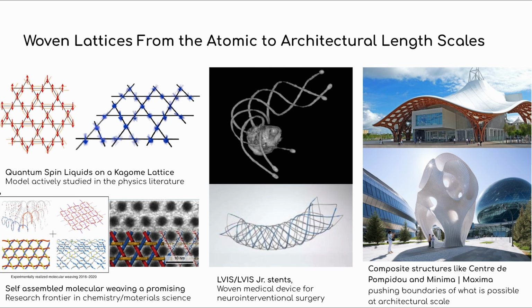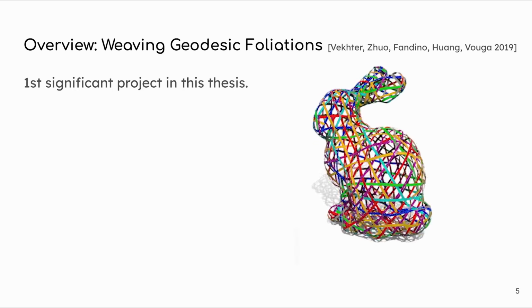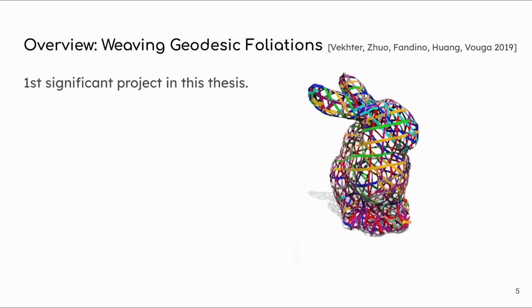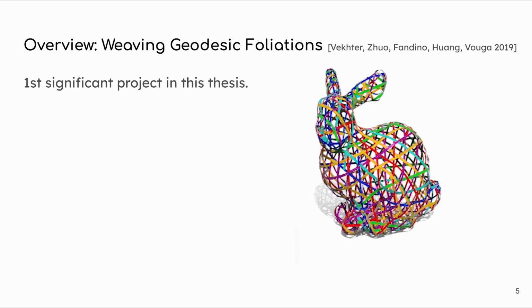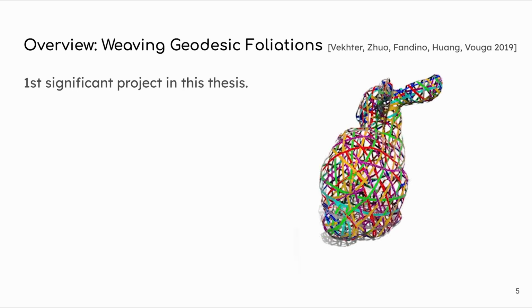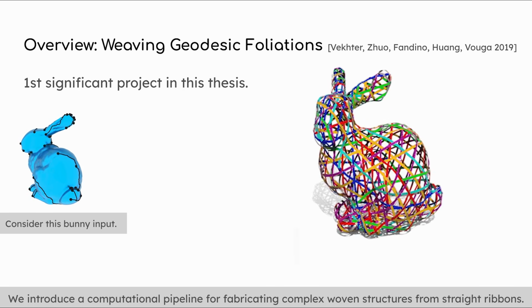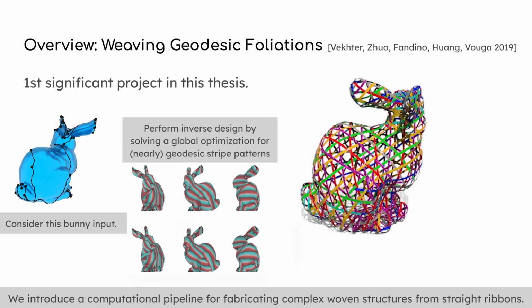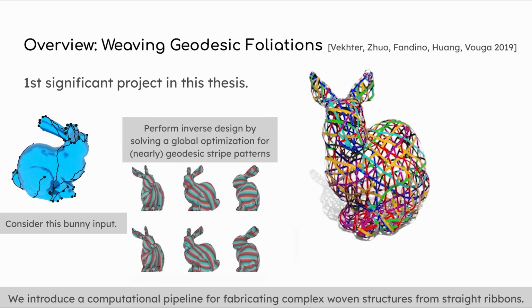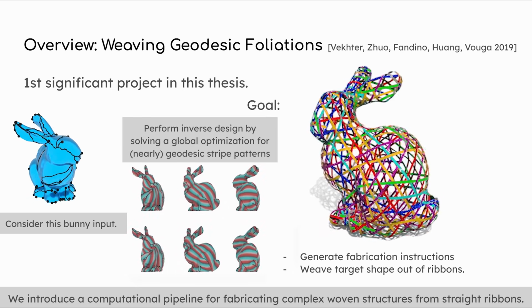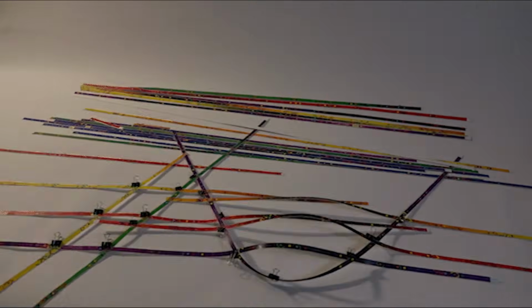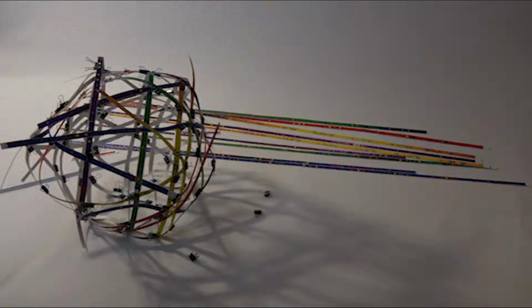Given this wide range of interesting applications, the first significant project in this thesis was the development of a design pipeline for arbitrary woven shells. This pipeline took as input an arbitrary triangle mesh and then used techniques from global optimization in order to realize a set of design patterns that could be then translated into the real world. Here is an illustration of the assembly process of an icosahedral model.